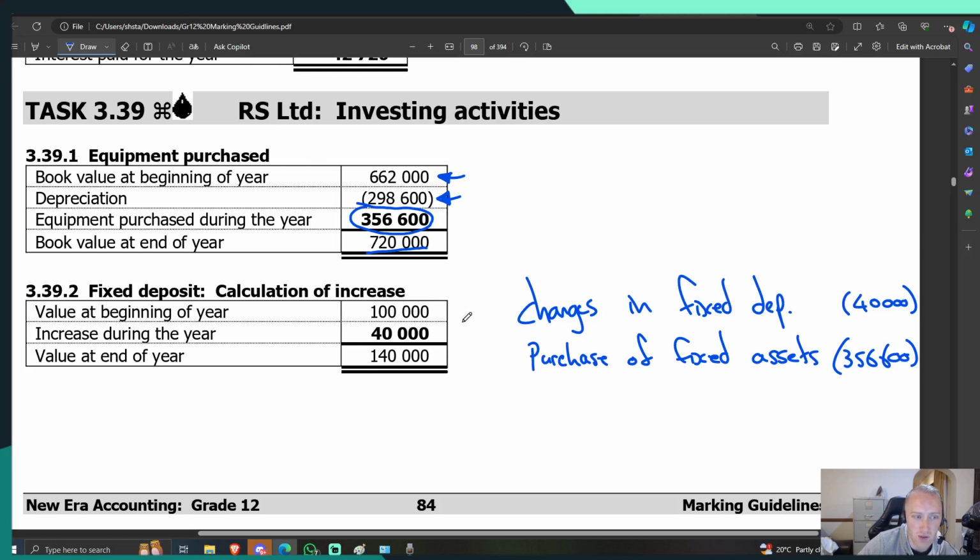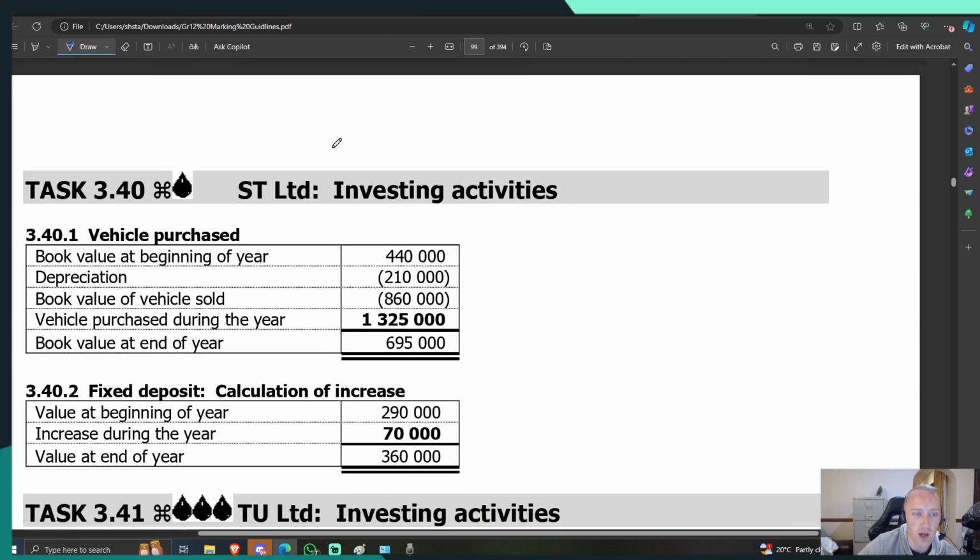All they wanted us to do was calculate this figure. Oh, my bad. I'm trying to draw with the mouse there. They wanted us only to calculate this figure and this figure, which we have done. Now let's go to 3.40.